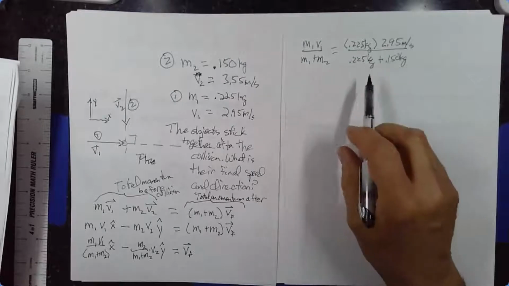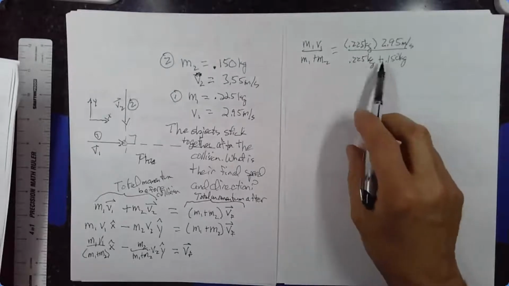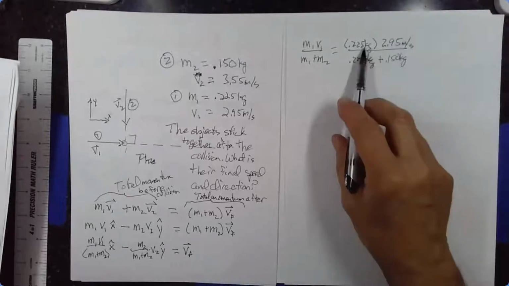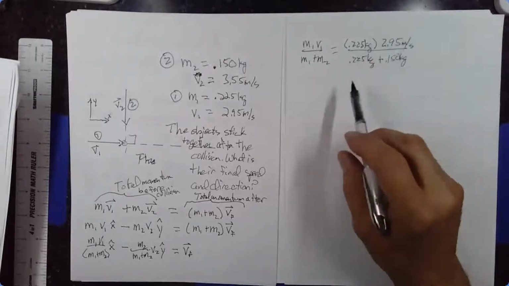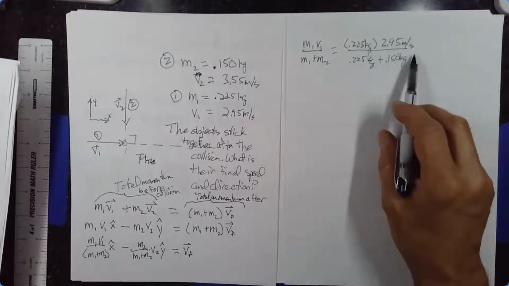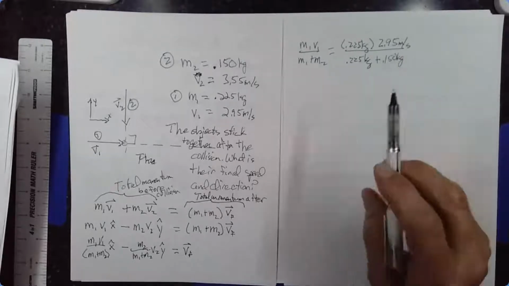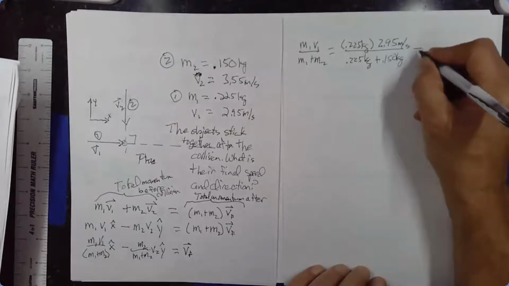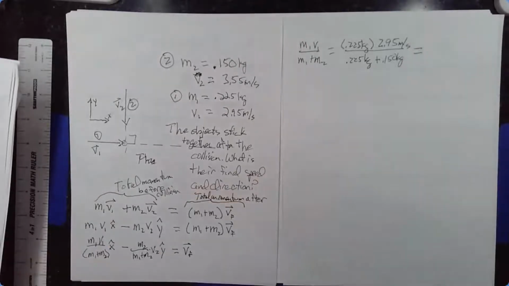Okay, unit-wise, when you add things together, they have to have identical units. I'll have kilograms on the bottom. I've got kilograms on top. Those will divide out, and I'll end up with just meters per second. And what this number is going to be is the component of the final velocity that's in the x hat direction.